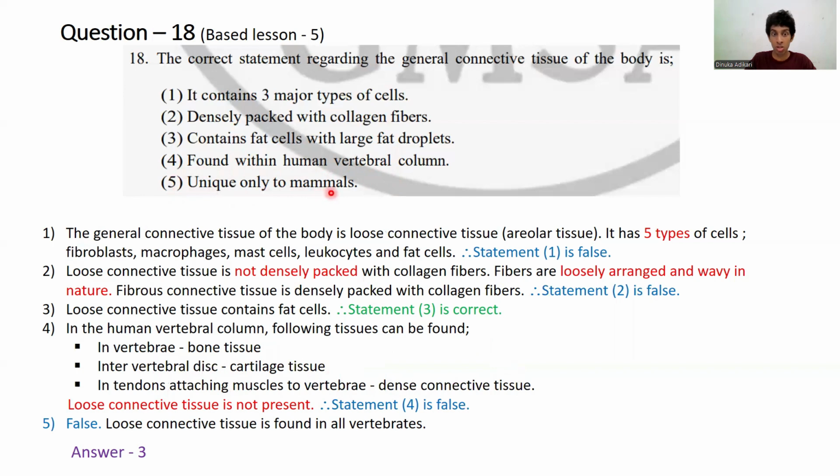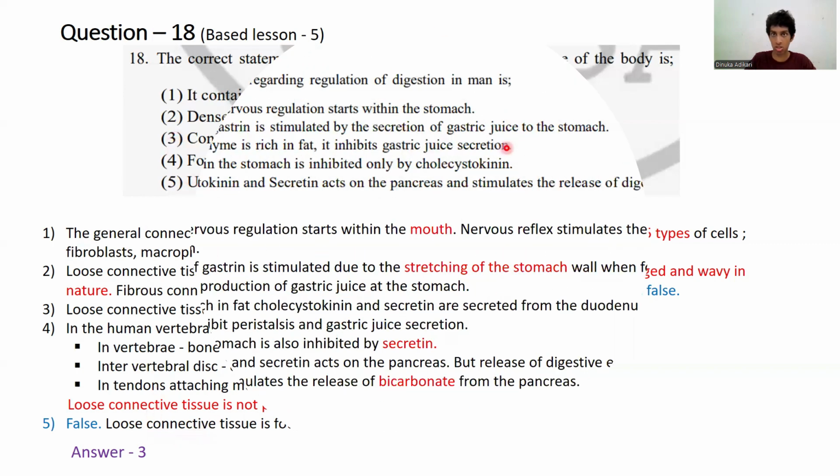5. Unique only to mammals. No, the loose connective tissue is found in all vertebrates. Therefore, 5 is also wrong. So, the correct statement is the third one. So, the correct answer is 3.